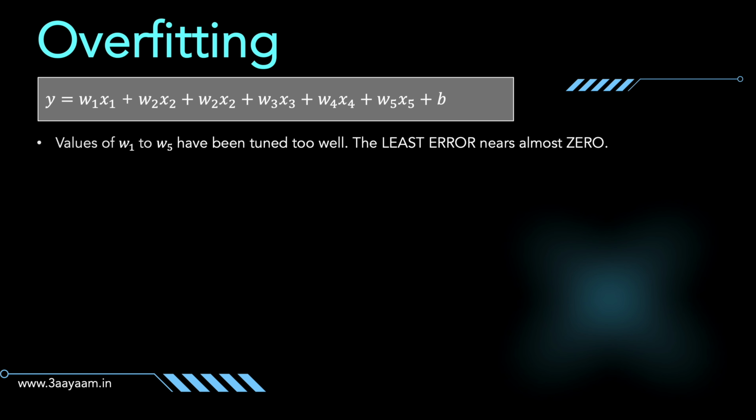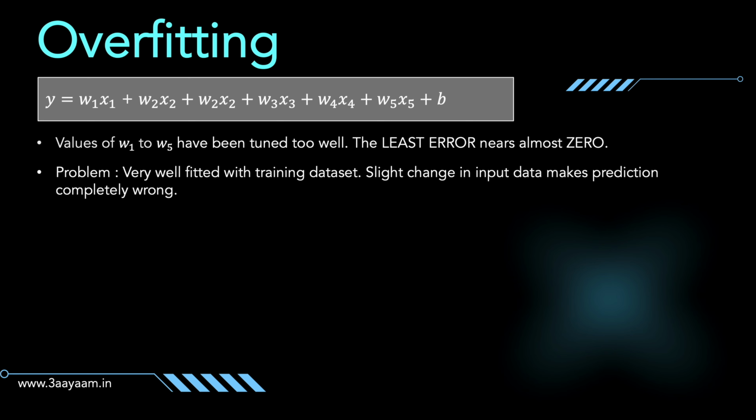Again, the same equation. In this case, the values of W1 to W5 have been tuned way too well, and the least error might be near almost zero, which is not correct, because if that is the case, then it means that the data set that you have is very well fitted with the model, and any slightest change of the actual input variable will throw the output of the model completely away from what it should be. So the slightest change in input data will make the prediction completely wrong. And that is the problem of overfitting.